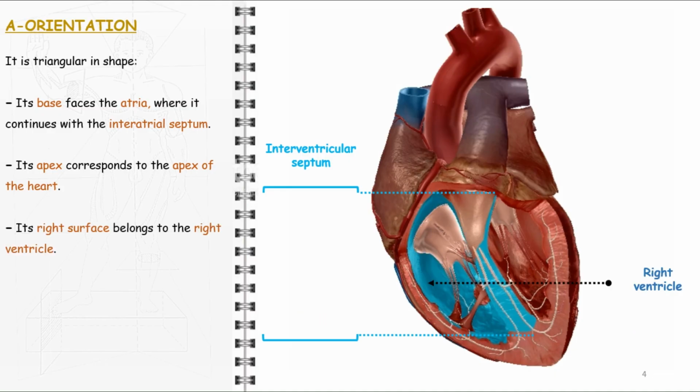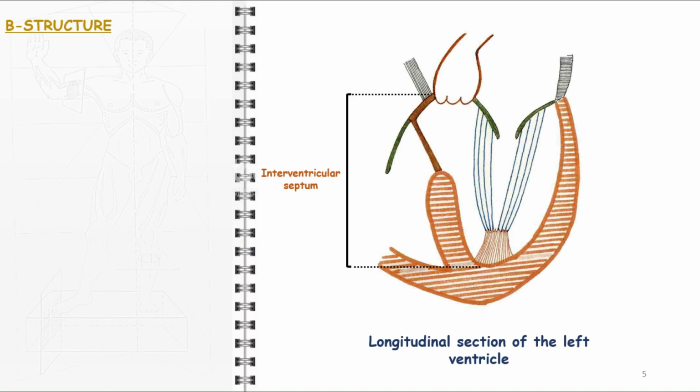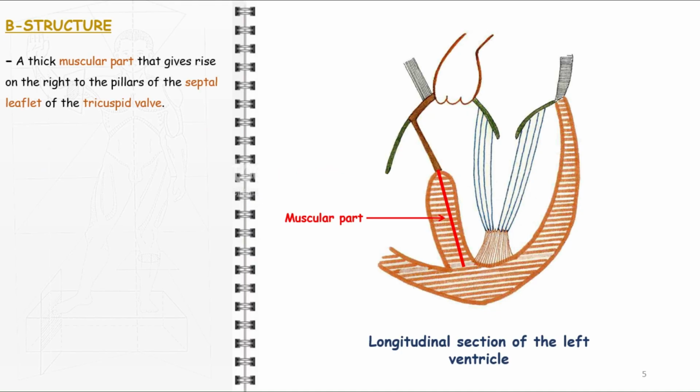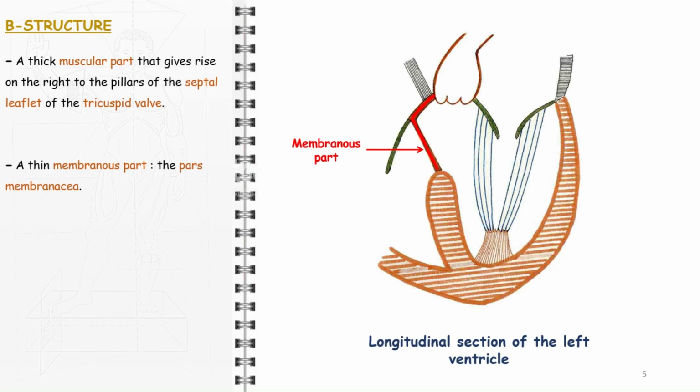Its right surface belongs to the right ventricle, and its left surface is concave, facing left and downward. The interventricular septum has two structural parts. A thick muscular part that gives rise on the right to the pillars of the septal leaflet of the tricuspid valve, and a thin membranous part, called the pars membranacea, located at the base of the interventricular septum, in close proximity to the interatrial septum, opposite the posterolateral right part of the aortic orifice.